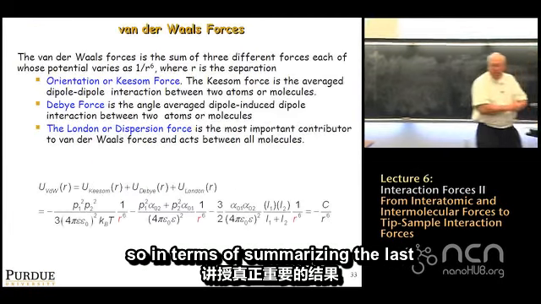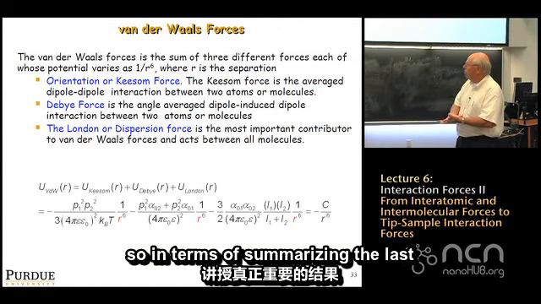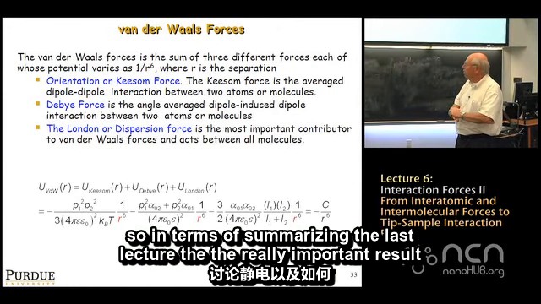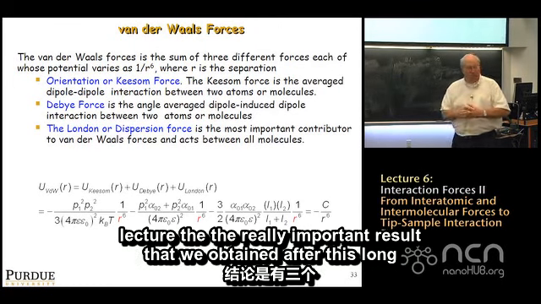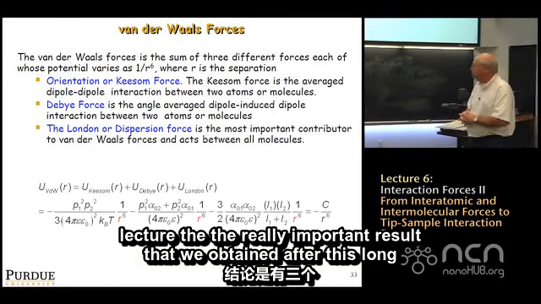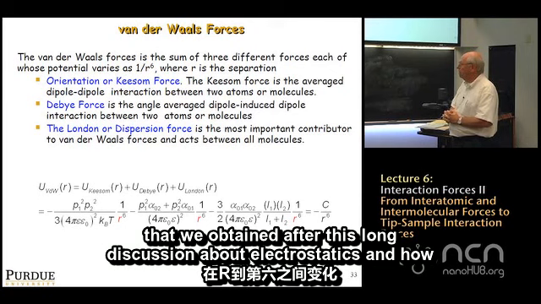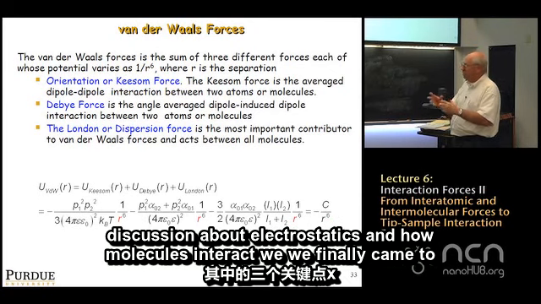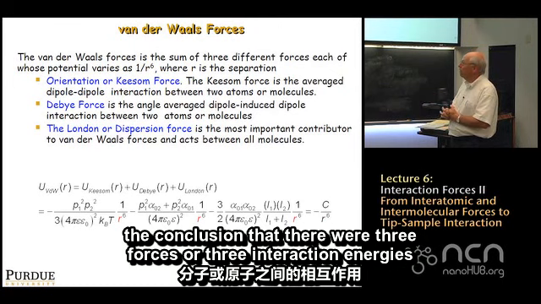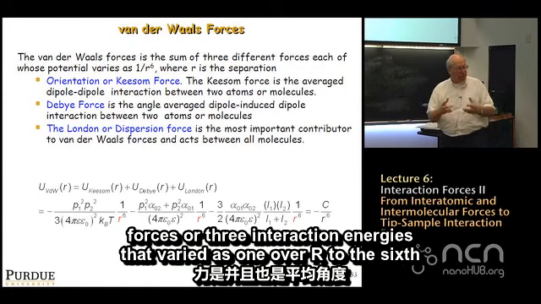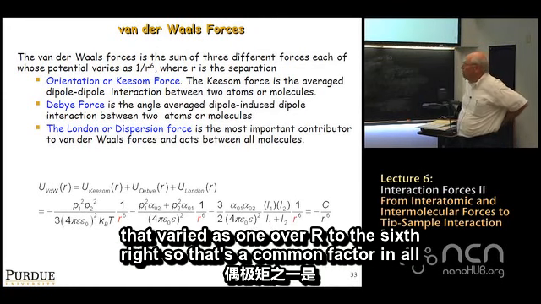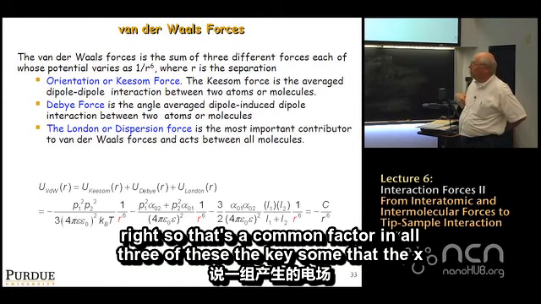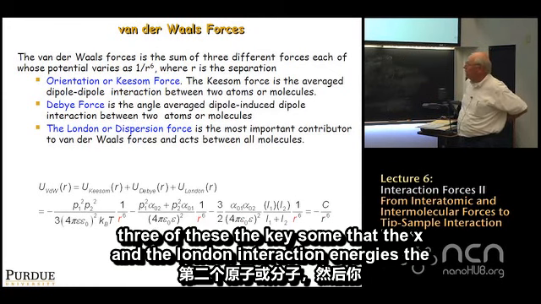So, in terms of summarizing the last lecture, the really important result that we obtained after this long discussion about electrostatics and how molecules interact, we finally came to the conclusion that there were three forces or three interaction energies that varied as 1 over r to the 6th. That's a common factor in all three of these, the Keesom, the Debye, and the London interaction energies.